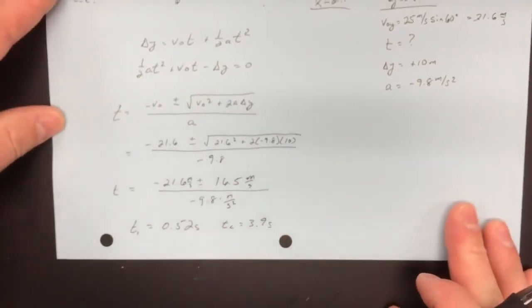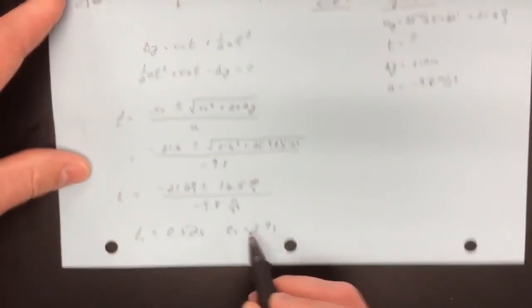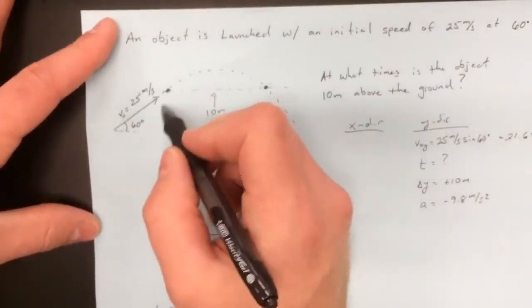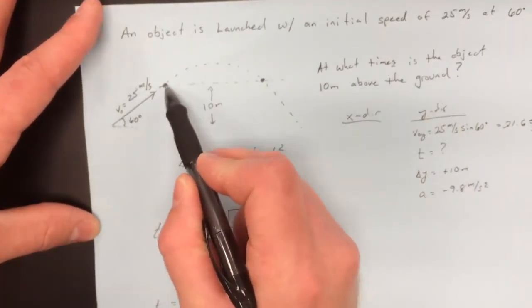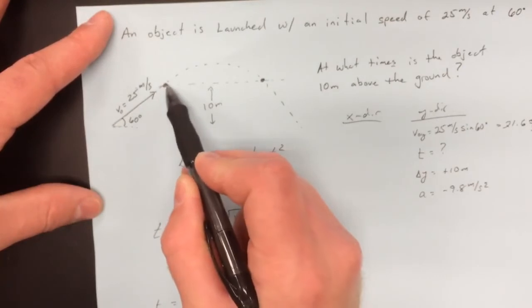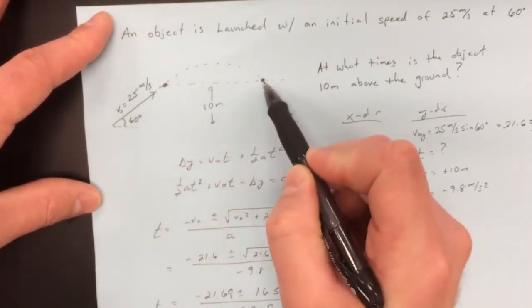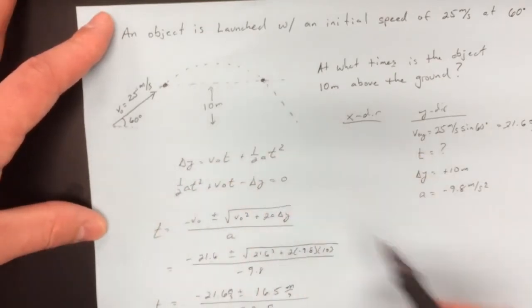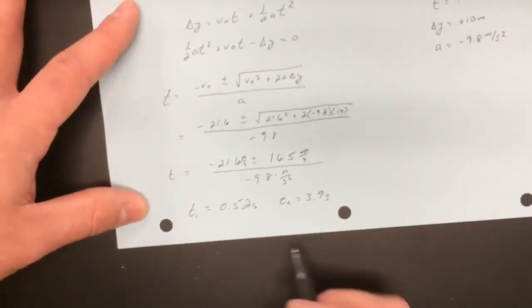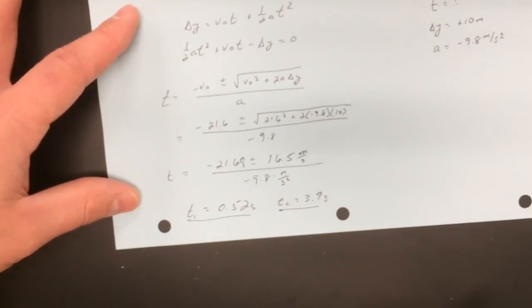Okay, so if we think about this, this is a short amount of time, and this is a much longer amount of time. So we know that it takes 0.52 seconds from launch to reaching the first 10 meters. It passes that, and then by the time it reaches 3.9 seconds, it's back at that same height. So the quadratic is good because it's the only way that you can really get these two answers.